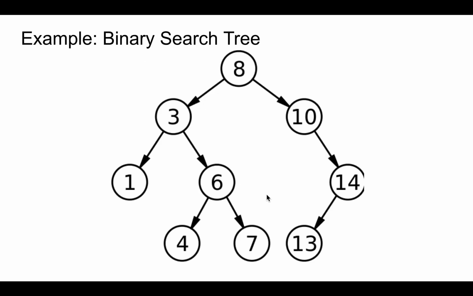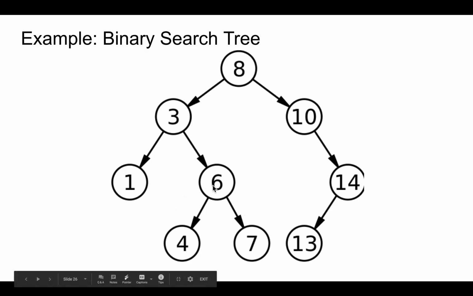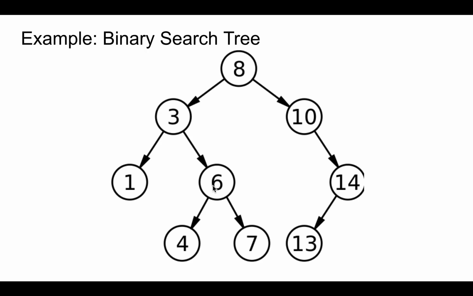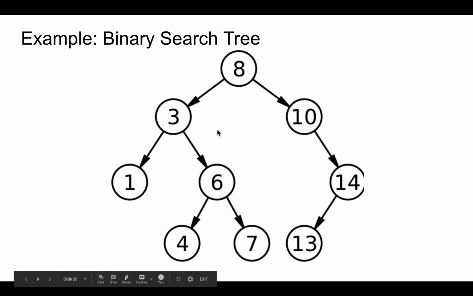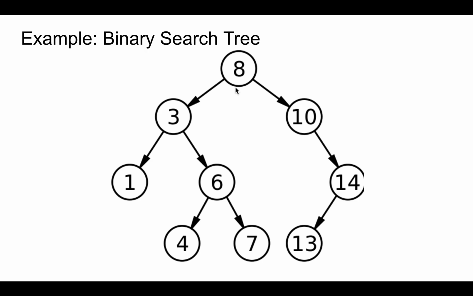And here's an example of a binary search tree. 1 is less than 3, great. Everything to the right of 3 should be larger than 3, so everything here is bigger than 3, or greater than or equal to 3. And everything in this left subtree should be less than or equal to 8. Everything in this entire right subtree must be greater than or equal to 8, and so on.